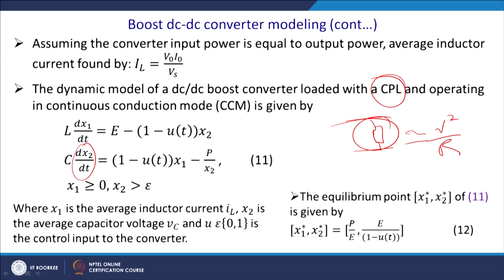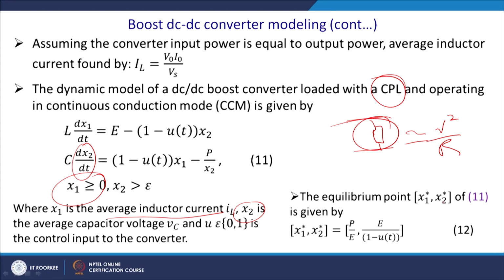Here x 1 is greater than 0, and x 2 should be a small number. Now, we define x 1 and x 2, which are called the state variables: x 1 is the average inductor current, which is greater than 0, and x 2 is the average capacitor voltage V c, that is, the voltage across the capacitor and the current through the inductor. U is the controllable input of the converter. Essentially, this is a switching.